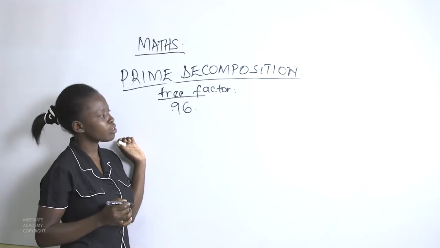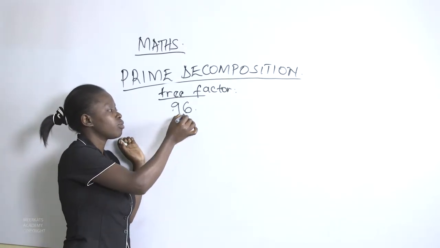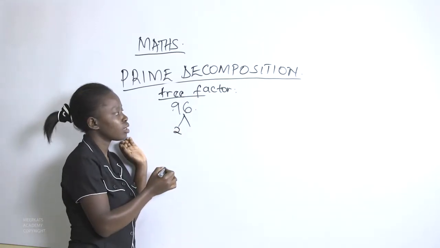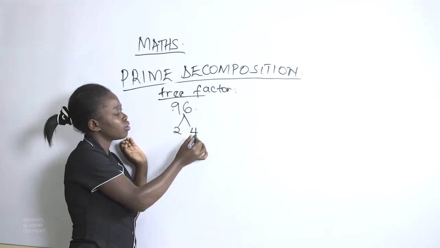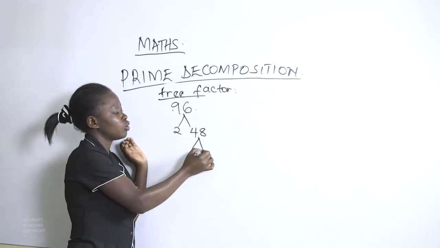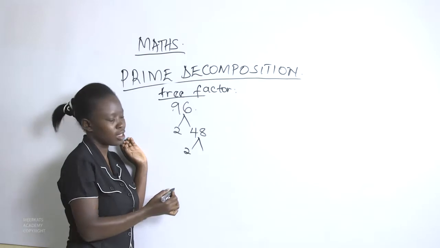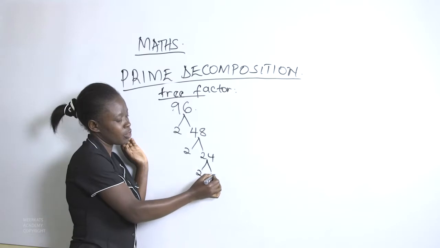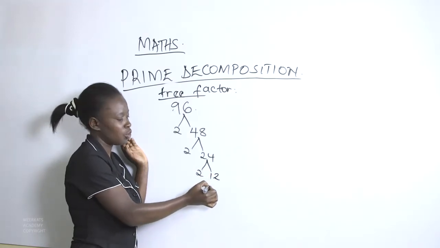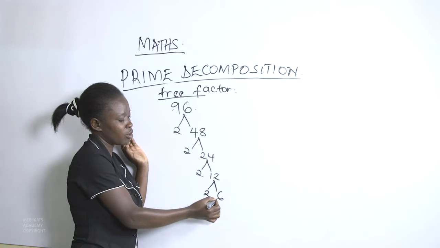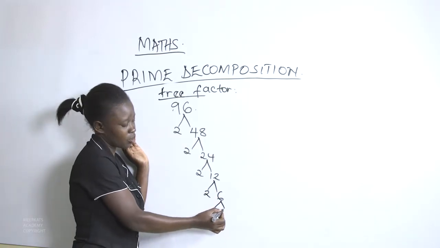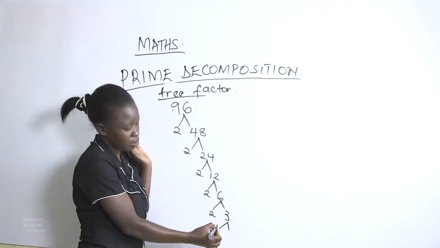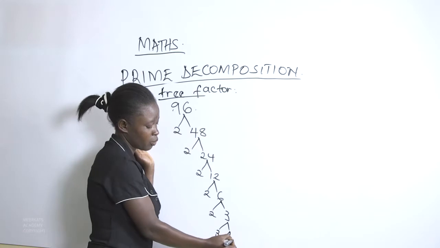96, we express it as a composite of its prime factors. So we have 2 into 96 is 48. 2 into 48, we have 24. 2 into 24, that is 12. 2 into 12, we have 6. 2 into 6, that is 3. Then 3 into 3, we have 1.